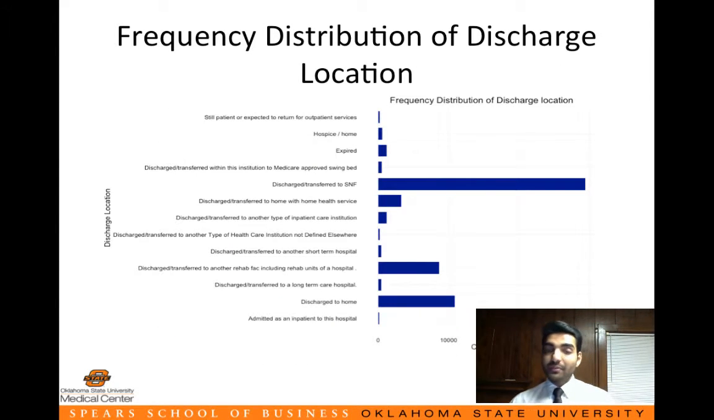The next important variable is discharge location. Initially we had 36 levels of this variable. We brought it down to 13 levels with iterative discussion with a subject matter expert.